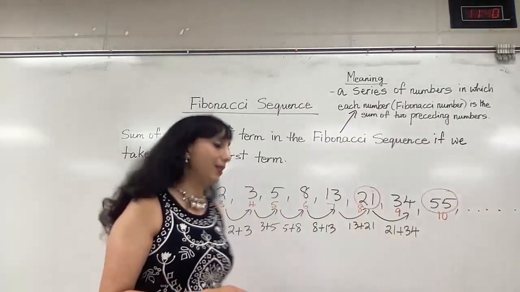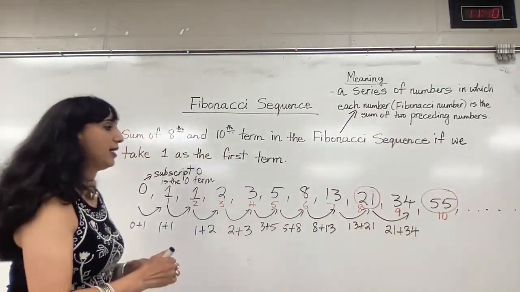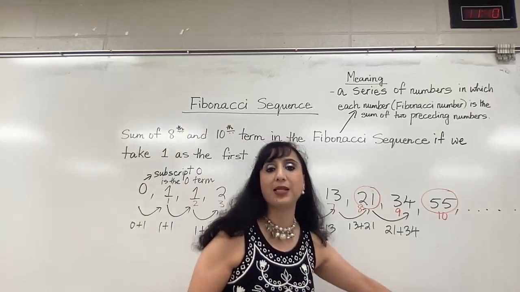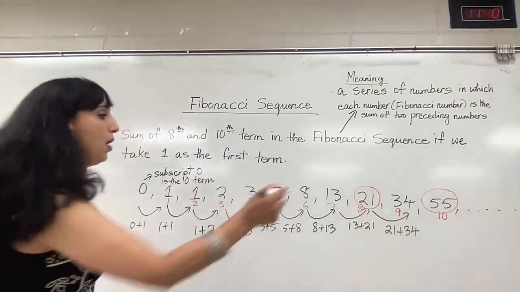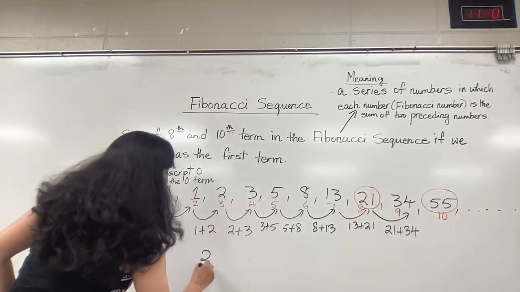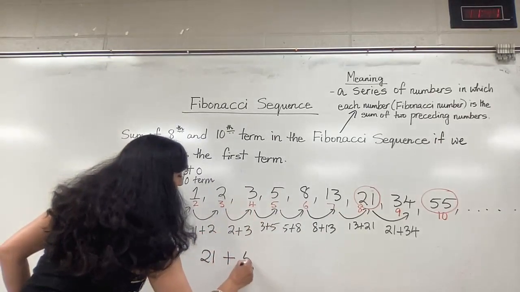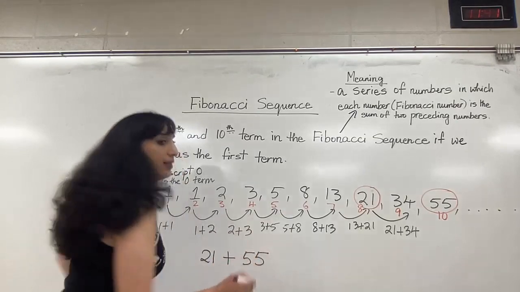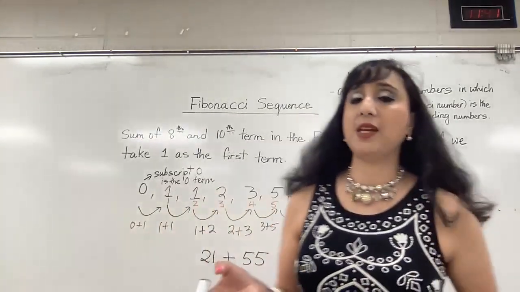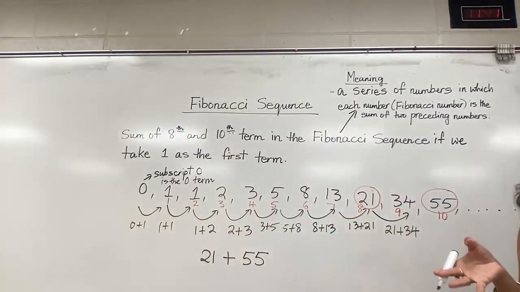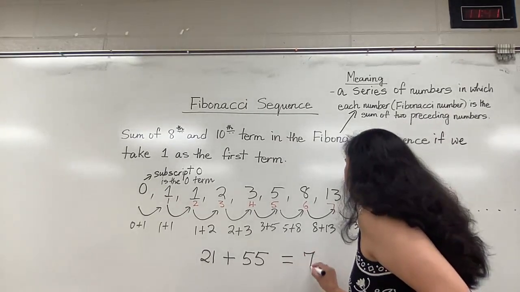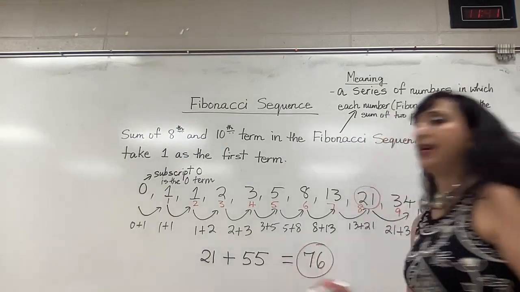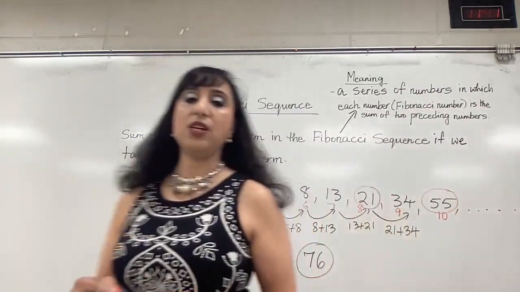All right, and then all I do is take those two numbers. Sum means the answer to an addition problem. So I'm going to take 21 plus 55, and that's what it's asking me to do. When I add 21 and 55, I get 76. And so that is my answer to this problem.